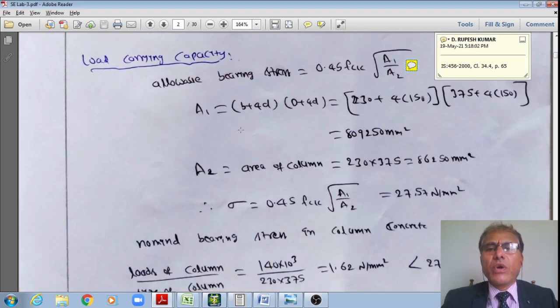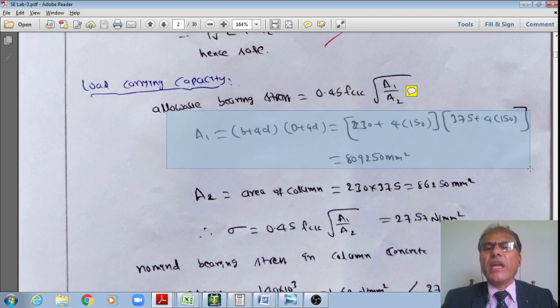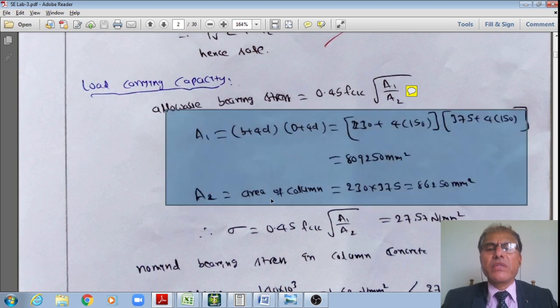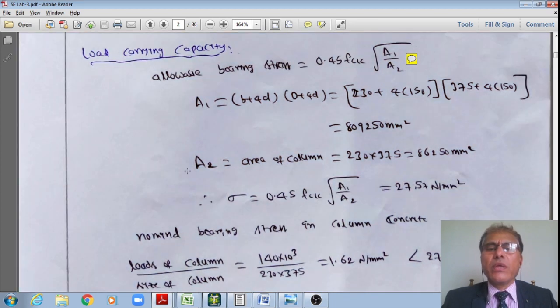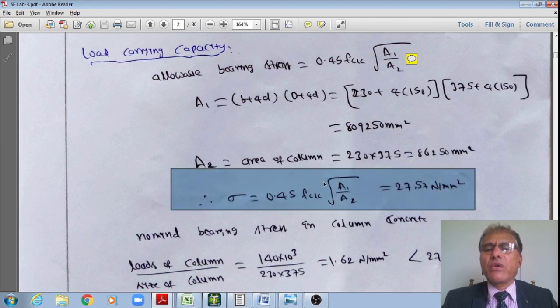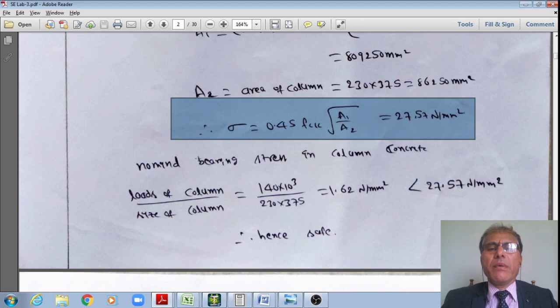Therefore, from this Codal specification, now I'll calculate the permissible or allowable bearing stress as 0.45 FCK square root of A1 by A2. Then I'll calculate what is that A1. It now works out like this, right? 809250 mm square, and A2, the area of this column, works out to 86,250 mm square. Therefore, square root of A1 by A2 is much more than 2. Therefore, restricting it to 2, that multiplied by 0.45 multiplied by FCK, it works out the permissible bearing stress as 27.57 Newton per mm square. However, what is that actual bearing stress?